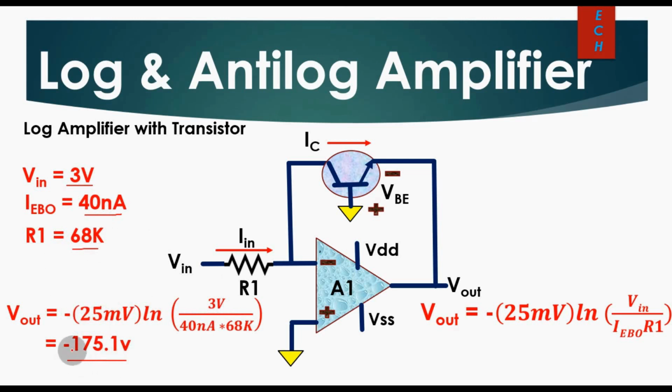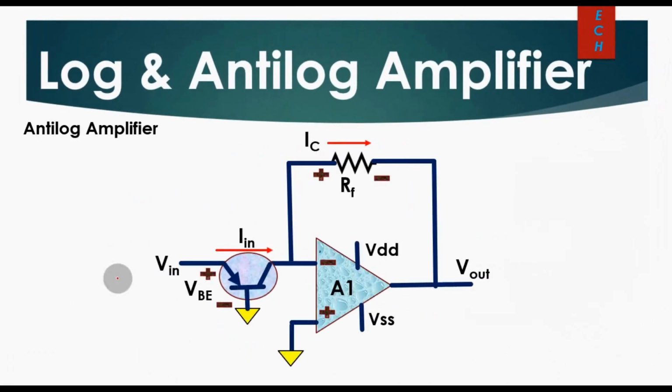You will find minus 0.175. Okay, minus 0.175. Here something is written wrong. Minus 0.175 volt, right? So you can see if you use a transistor for your signal compression, you have an input of 3 volt and your output is minus 0.175 volt, right?